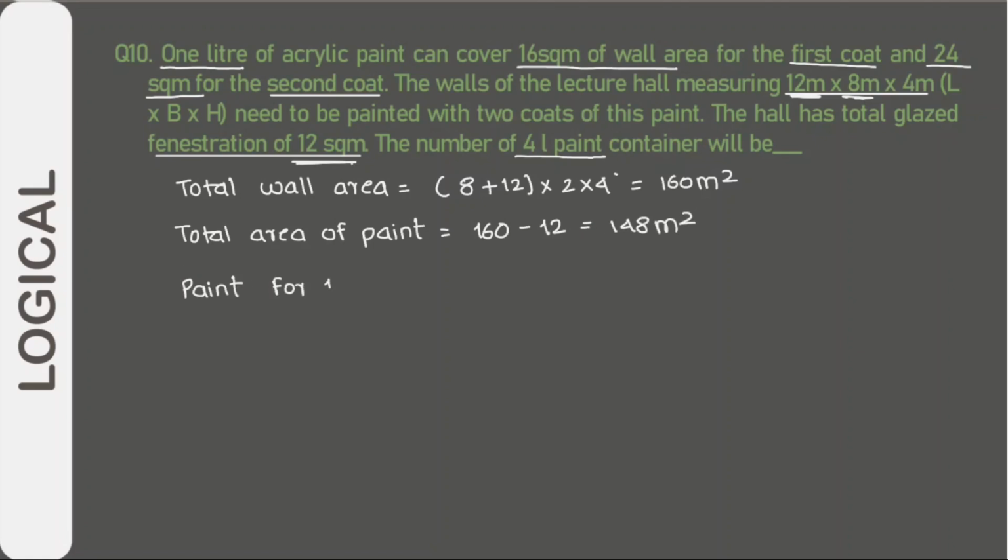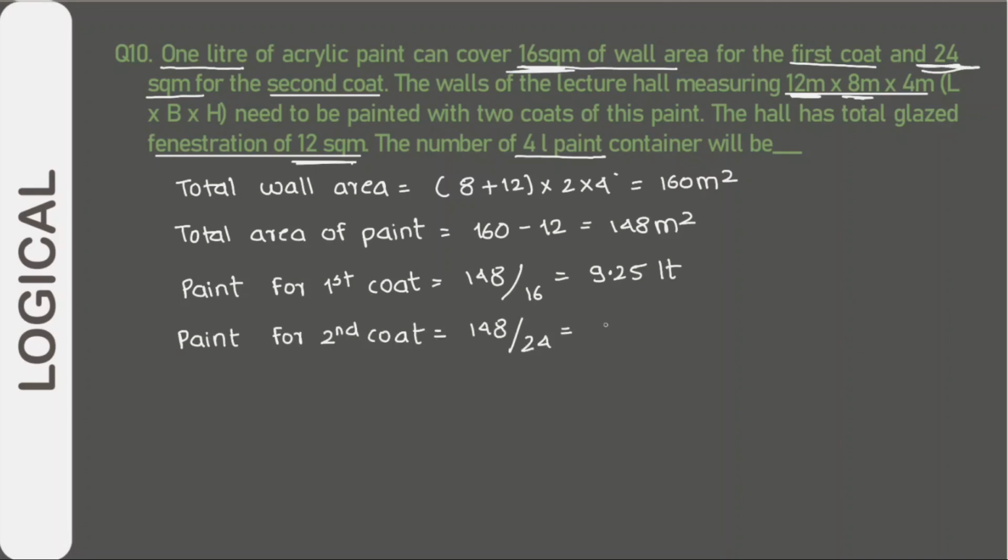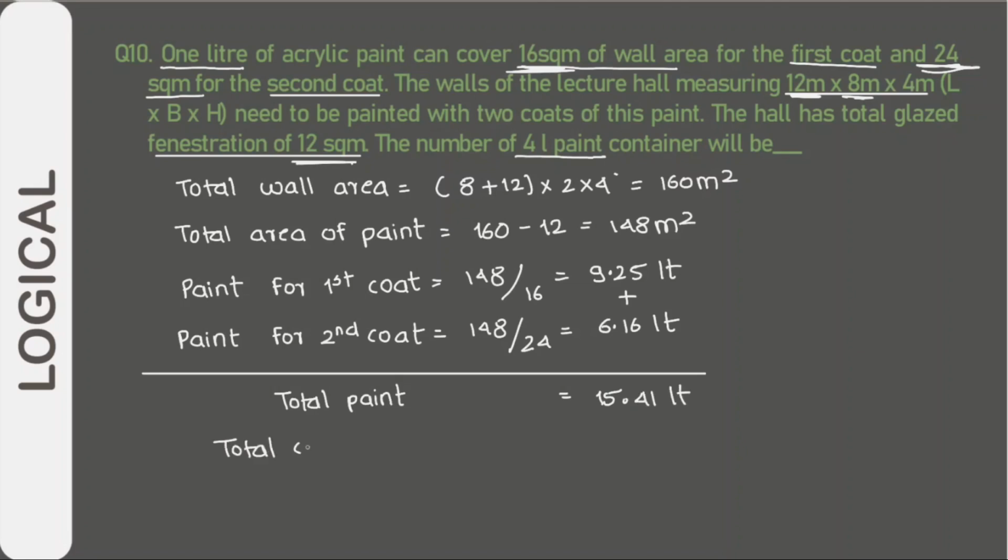Paint for first coat is 148 divided by 16 as given, hence 9.25, and paint for second coat is 148 divided by 24, hence 6.16. So the total paint required is 15.41, and the containers of 4 liters required will be 15.41 divided by 4, that is 4 containers.